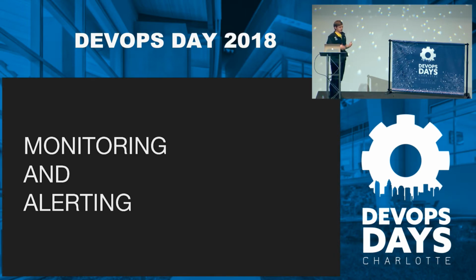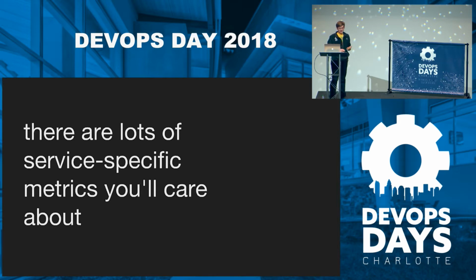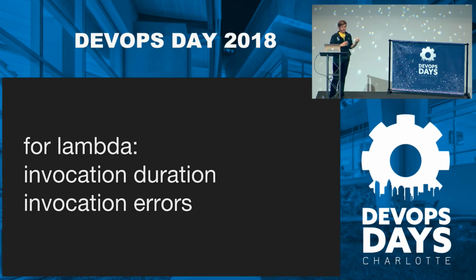But once you get your Lambdas deployed and running, you need to figure out how you're going to monitor them and how you're going to alert on them. There are lots of service-specific metrics that you'll care about, and I don't really have time to cover all of them. I'll say that API Gateway exposes metrics that you'll care about looking at, especially request count, failures, and things along those lines. But for Lambda in particular, there's really only two that you look at for it specifically.